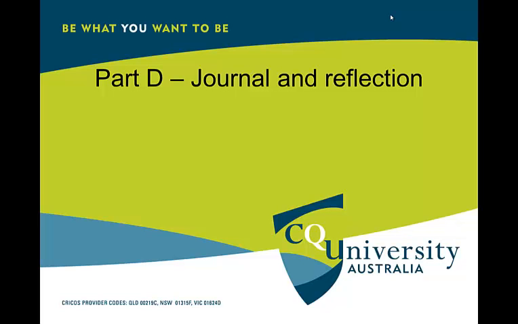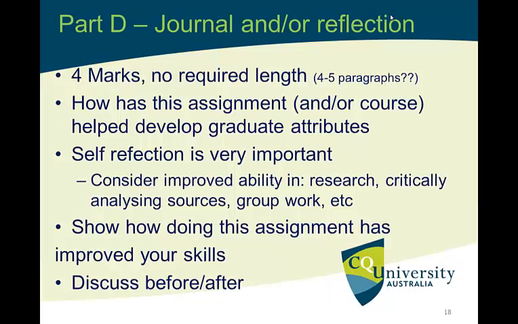Part D is your journal and reflection. This is 4 marks. There's no required length, perhaps 4 to 5 paragraphs. Really think about how this assignment and the course in general have helped to develop your graduate attributes. The graduate attributes are available to you on your course profile.